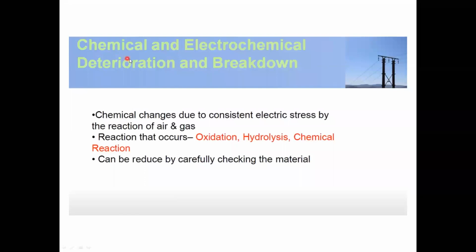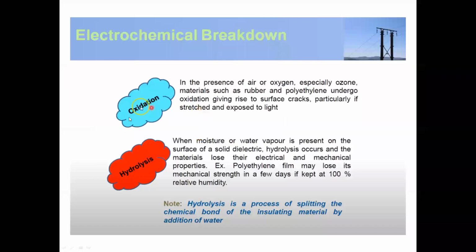And next, chemical and electrochemical deterioration and breakdown. In this concept, we mainly discuss oxidation, hydrolysis, and chemical reactions. Based on these three concepts, we discuss the chemical breakdown of insulating materials. First one, oxidation.